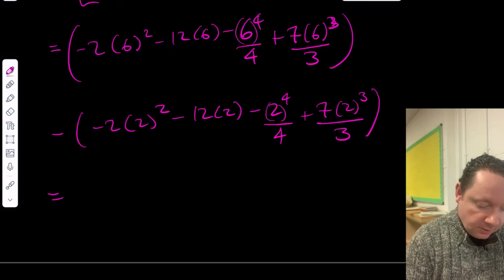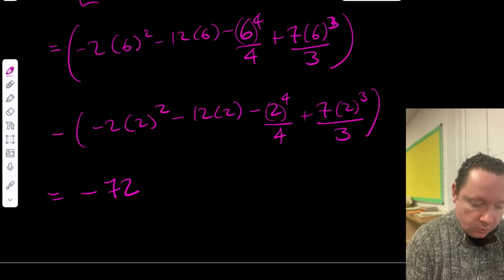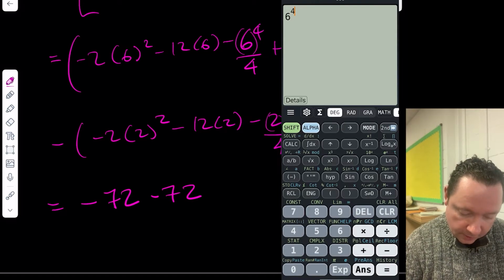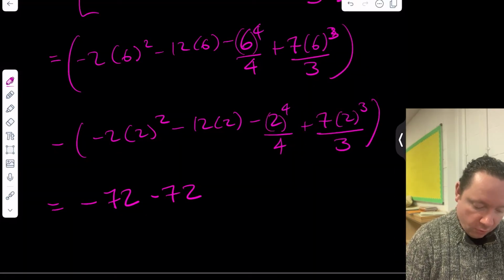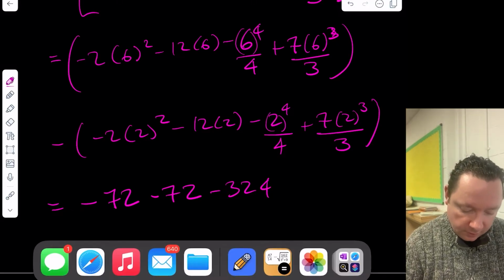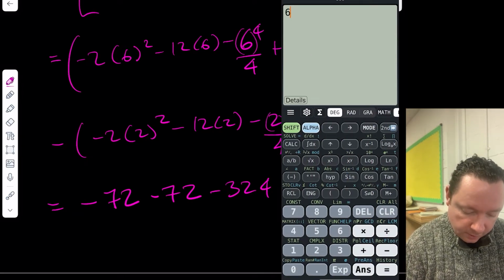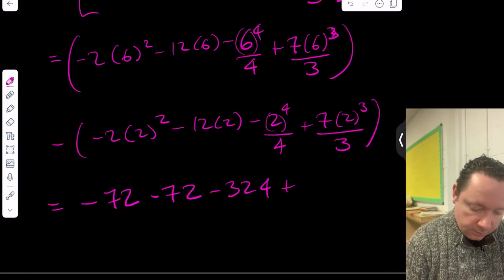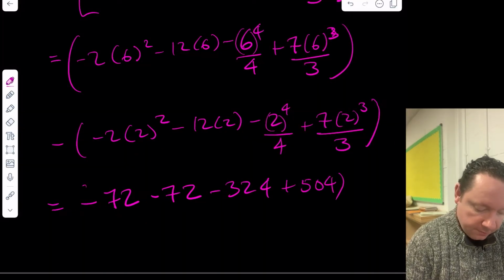For the first term, 6 squared is 36, times 2 is 72, so that's minus 72. Minus 12 times 6 is also minus 72. 6 to the 4 over 4, so 6 to the power of 4 is 1296. Let's just see, 4 goes into that 324 times. So 6 to the 4 over 4 is 324. 6 cubed over 3 times 7, again we can just use a calculator for that. It is 504. So we get that for our first bracket.